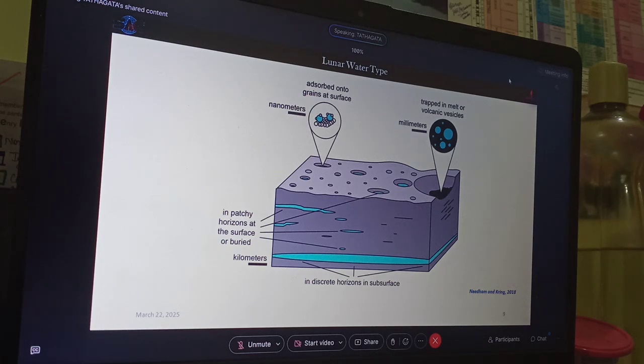Secondly, we are getting water in the vesicles. So whatever volcanism is happening, the volcanism is having pore spaces. So volcanic pores, that is called vesicles. So there water is getting trapped at the millimeter or nanometer scale. But whatever water is depositing from the transient atmosphere on the surface or subsurface, it is making a good amount of thick ice layers in the subsurface or on the surface. So majorly three kinds of water. One is trapped in the lattice, one is in the vesicles, and third is the ice layers on the surface or subsurface. So this is the theoretical understanding.